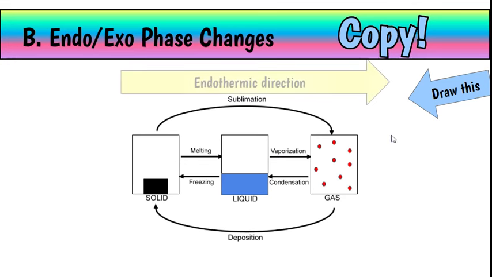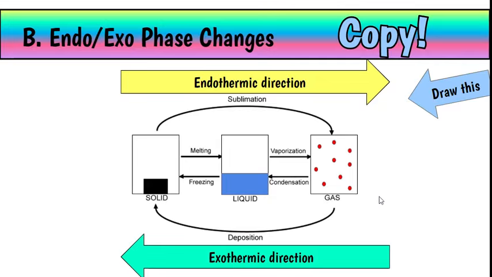So it looks like going from left to right, we have some endothermic phase changes. And that is also true of sublimation. So in this direction, endothermic. In the opposite direction, we have gas to liquid, liquid to solid. That's going to be exothermic, but let's talk about why.